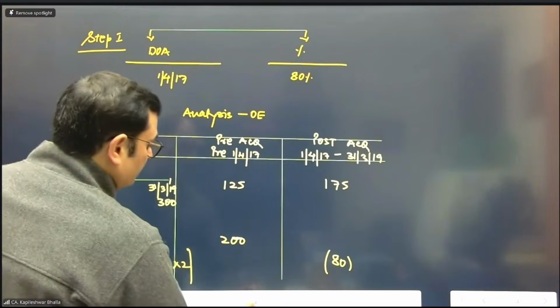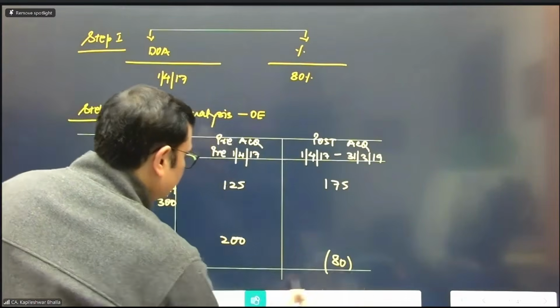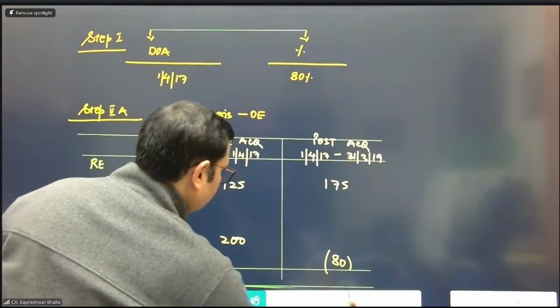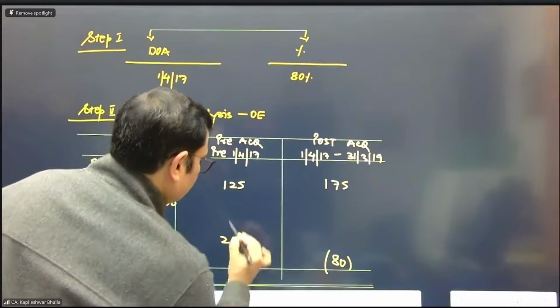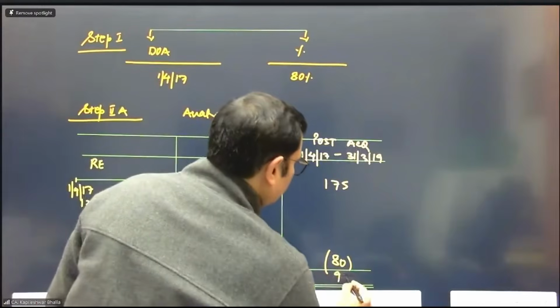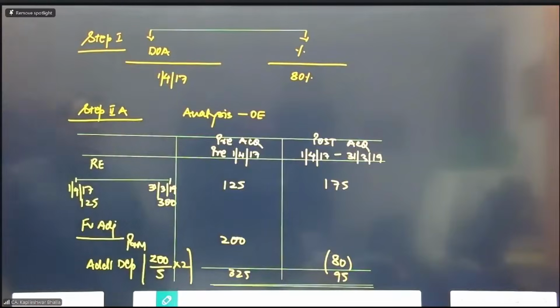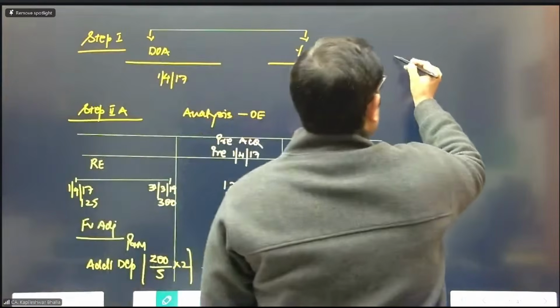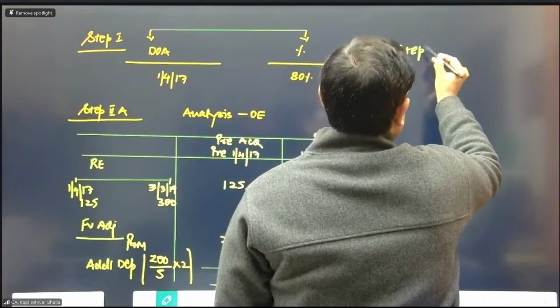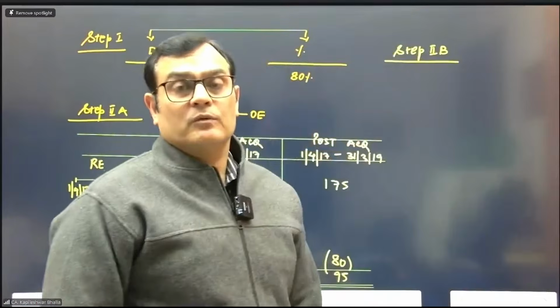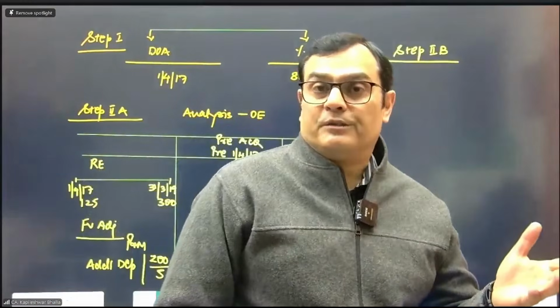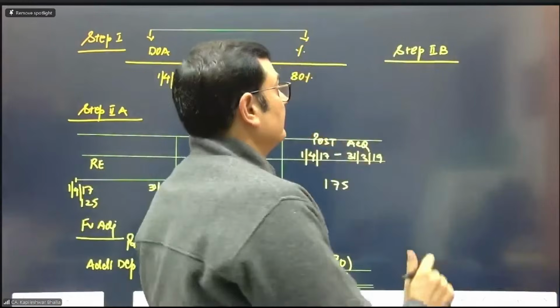So I think we can comfortably take the sum total of this pre and post. So this is 325. And I think this is 95. Right. So I think my step number 2A is done. Now we can organize step number 2B. So in terms of step number 2B, the best part is there is no dividends. If there is no dividends, I think the focus in terms of step number 2B is not required.